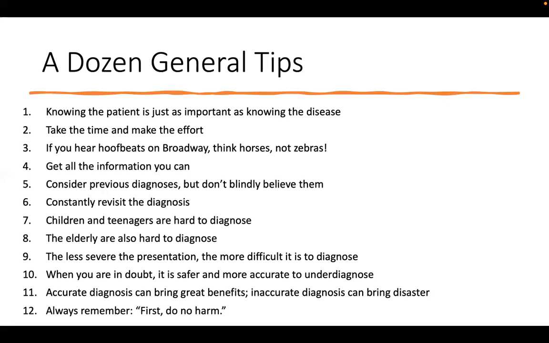Just note that children, teenagers, and elderly individuals are difficult to diagnose. That's where some of the lifespan and developmental information within the DSM was meant to be helpful. If the presentation of a diagnosis is less severe, it's going to be more difficult to diagnose. So again, give yourself grace and patience to make sure that you're gathering all the information. As mentioned before, it's safer to underdiagnose than to just slap a label on somebody. Accurate diagnosis can bring great benefits. Inaccurate diagnosis can be a disaster.